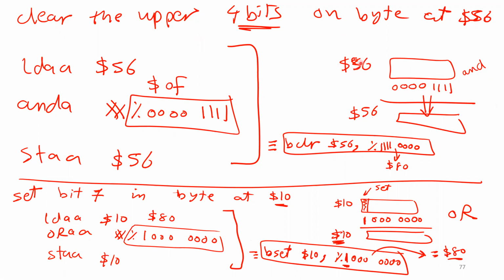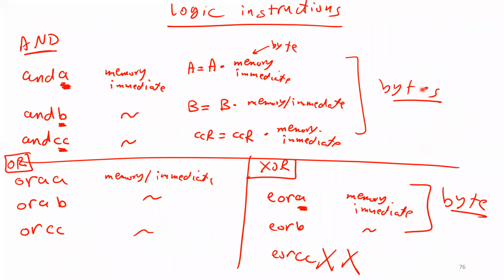So the byte at memory location 56, I want to AND it with this number, and then the result I want to store in 56. Okay, guys? So how can I do that? Number 1, do you have an AND instruction that ANDs a byte in memory with an immediate value? The answer is no, we don't. That's all what we have, right?